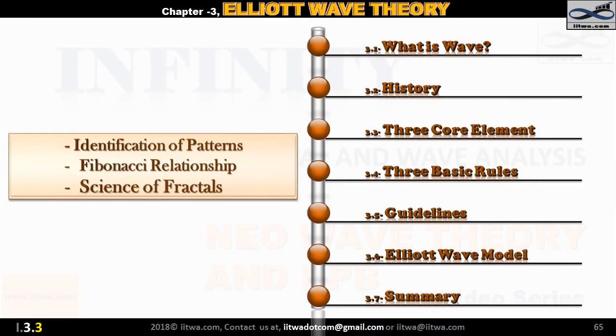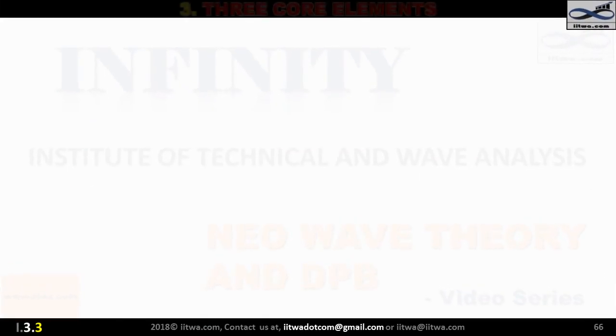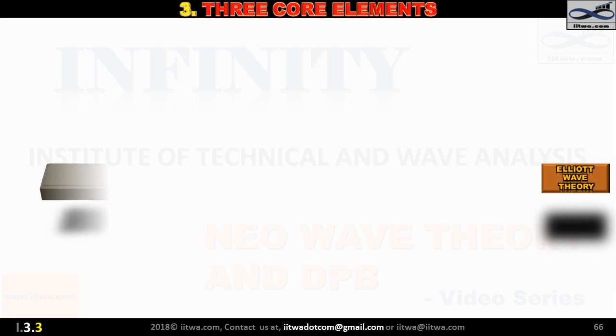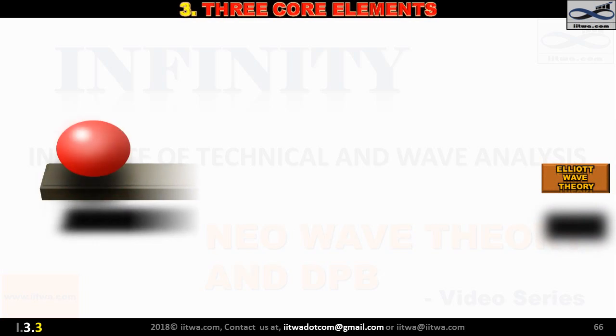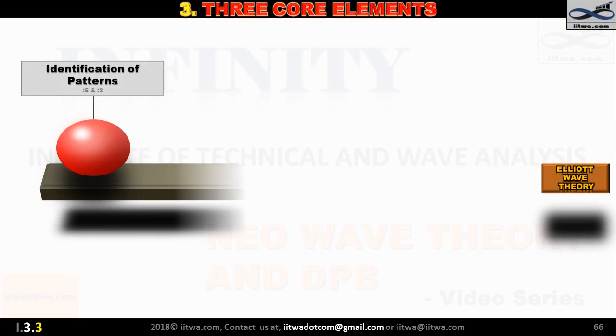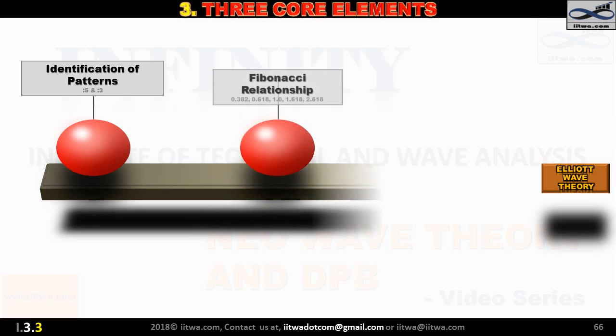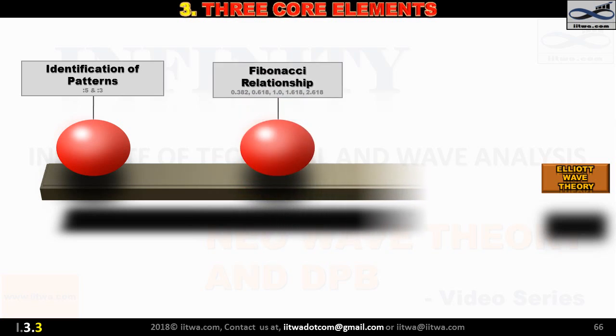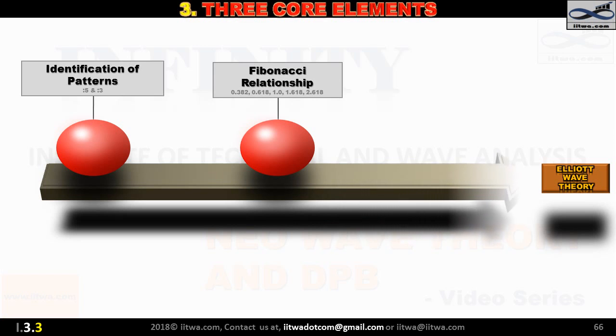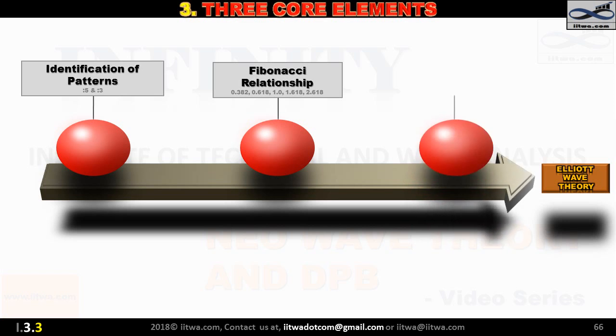Topic 3. 3 core elements. Elliott's wave theory is based on 3 core points, and they are: 1. Recognition of pattern, that is impulsions and corrections. 2. Fibonacci price and time relationship, that is the 0.618 and 1.618 golden ratio. 3. Science of fractals, that is degrees of waves.